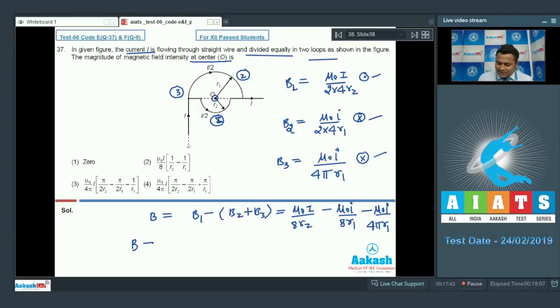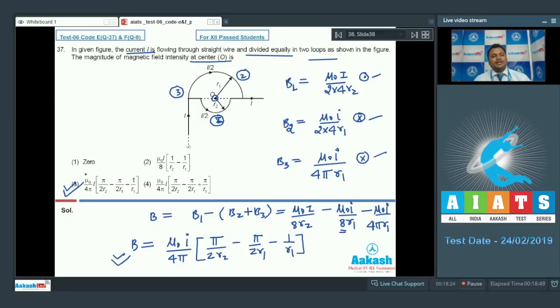Now let's take mu naught I upon 4 pi common and see what we are going to get. In the first term, pi upon 2 R2 will remain. In the second term, pi upon 2 R1 remains, and in the last term, that is minus, only 1 by R1 remains. So after looking at the answer, we can say that our option number 3 is absolutely matching. So option number 3 will be absolutely correct.